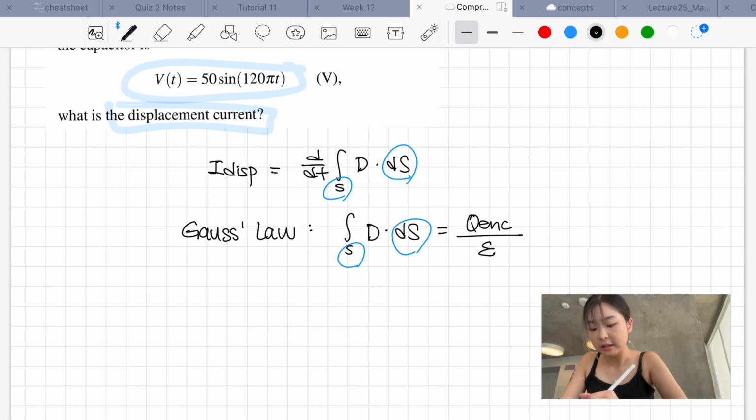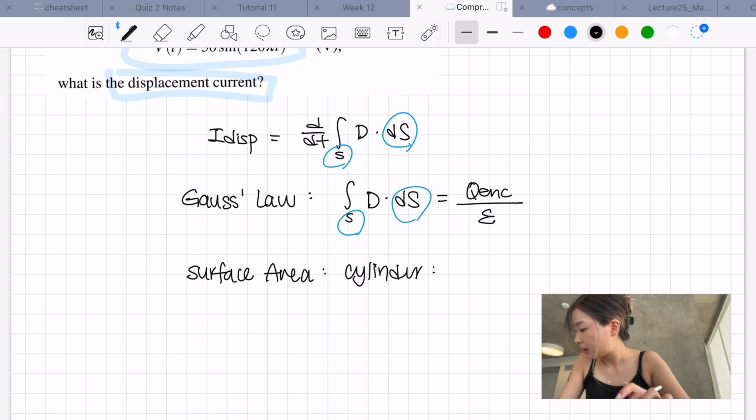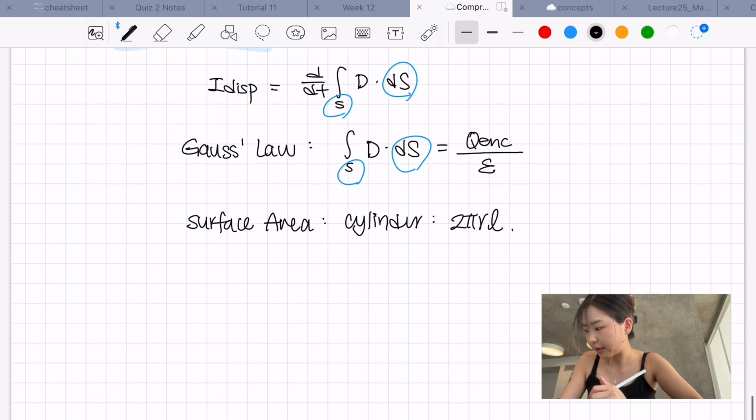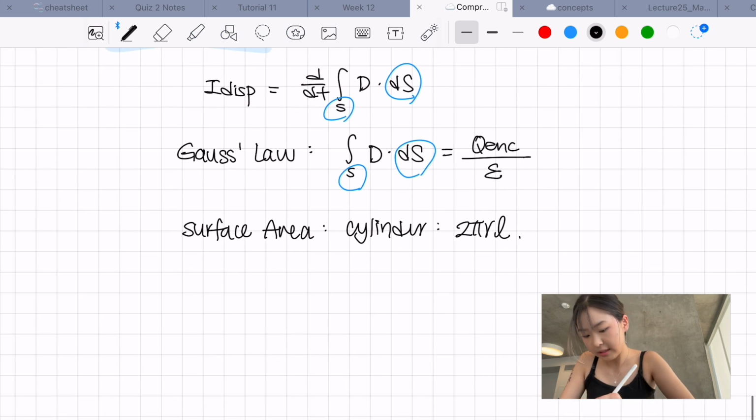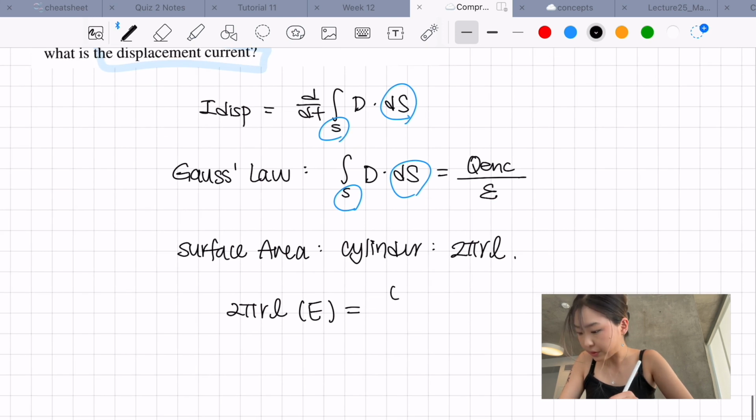Surface area is a cylinder, so it would be 2 pi R L that is the surface area. If we rewrite this, we can write 2 pi R L times E is equal to Q enclosed over epsilon, which is also equal to Q enclosed over epsilon naught epsilon R, where epsilon is equal to epsilon naught epsilon R.